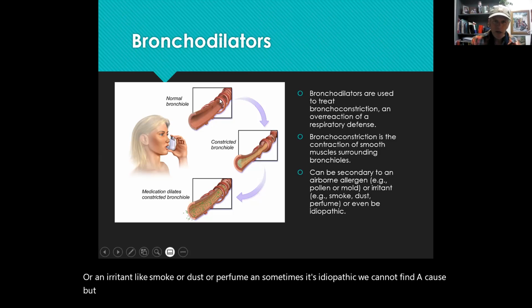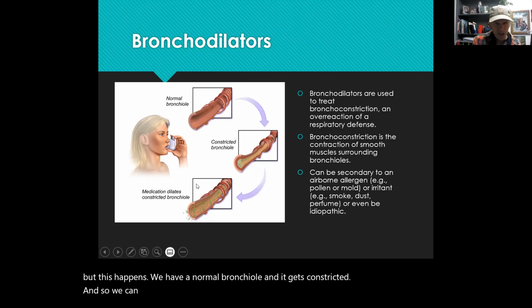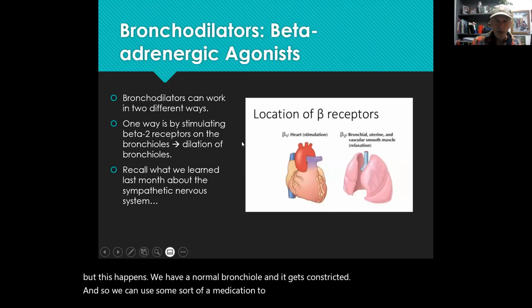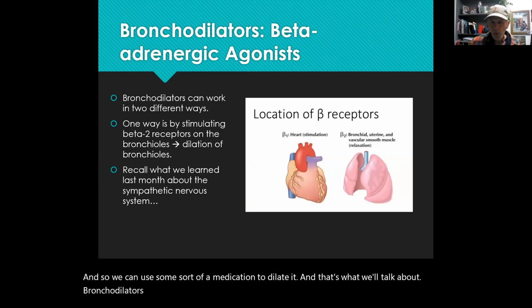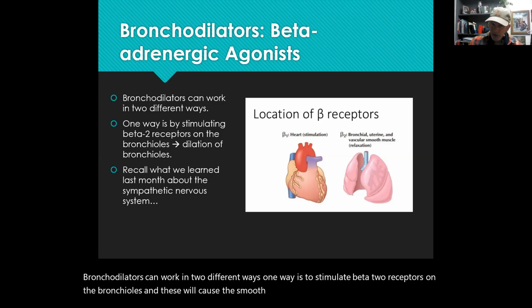We have a normal bronchial and it gets constricted. And so we can use some sort of a medication to dilate it. And that's what we'll talk about. Bronchodilators can work in two different ways. One way is to stimulate beta 2 receptors on the bronchioles, and these will cause the smooth muscle to relax, and that will make the bronchial dilate.